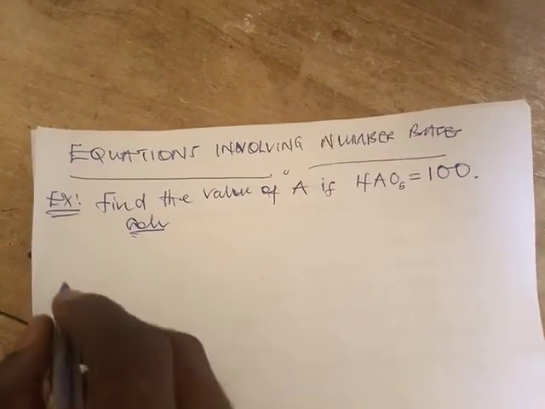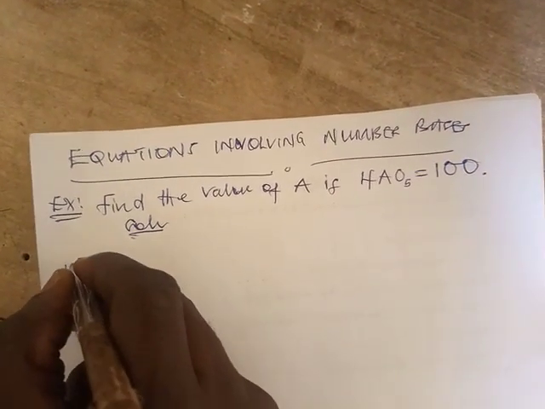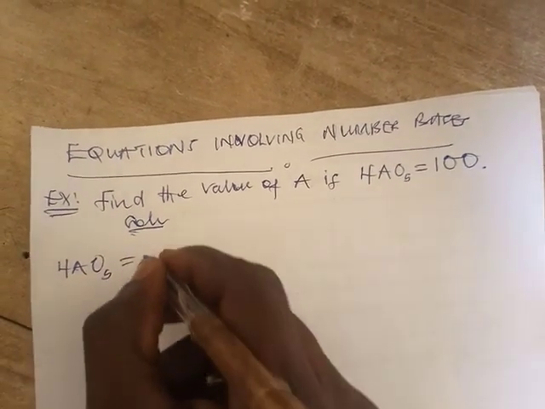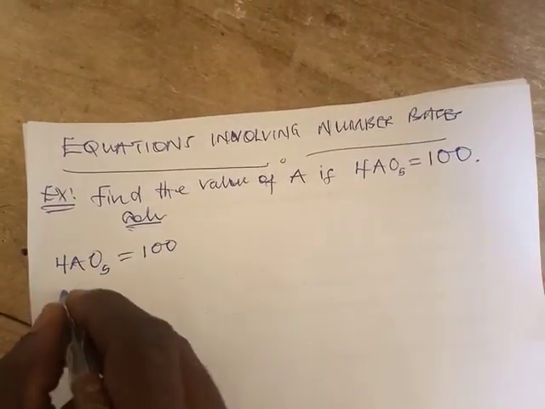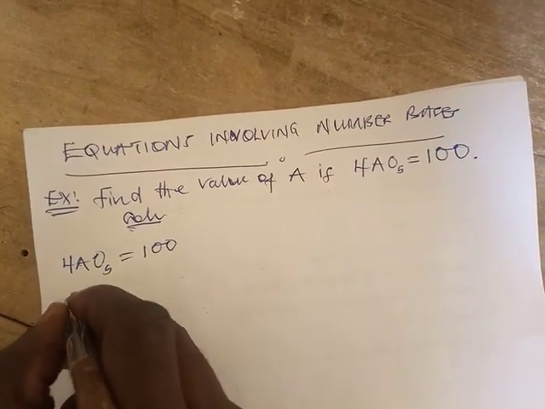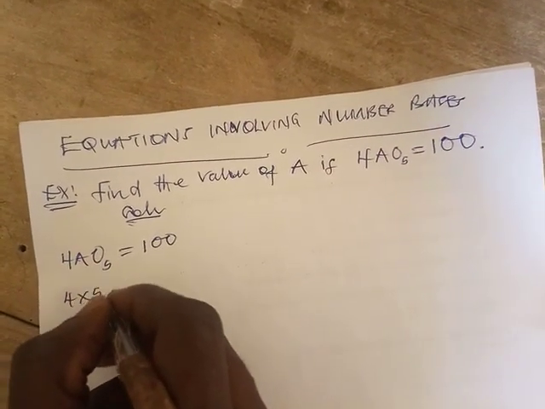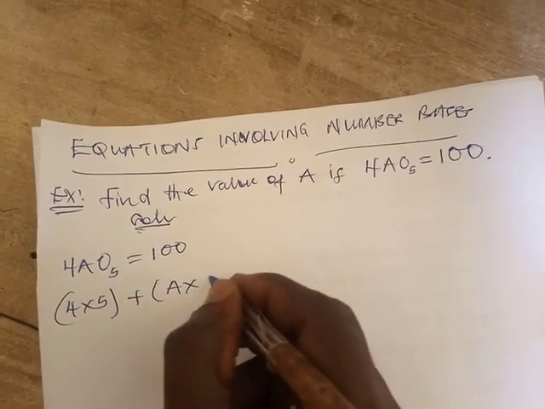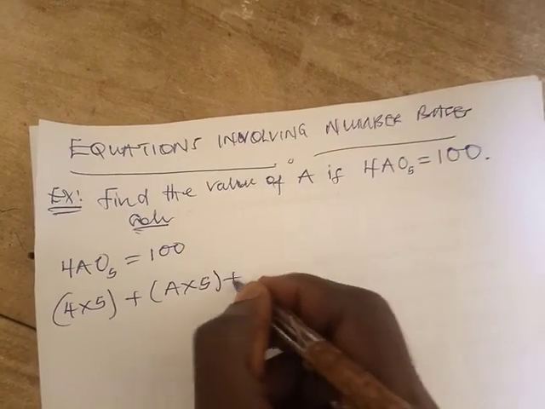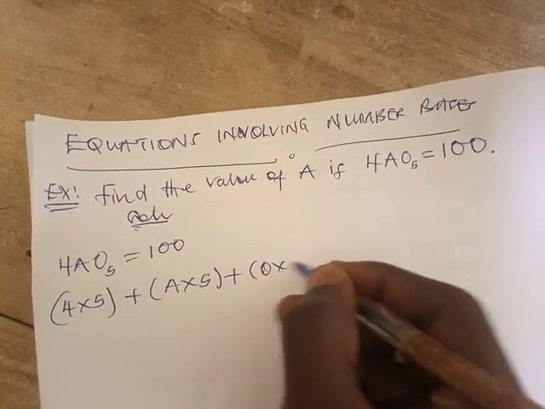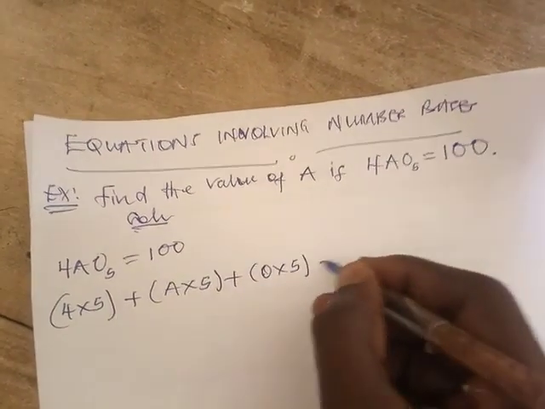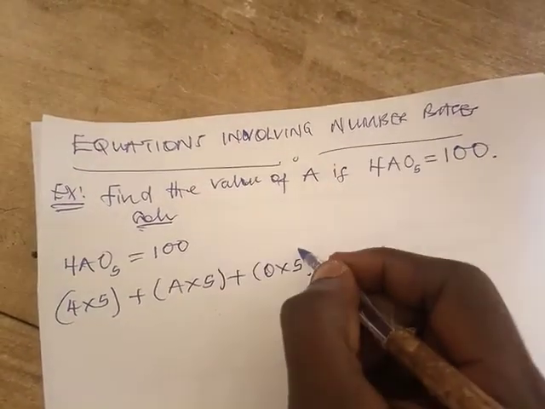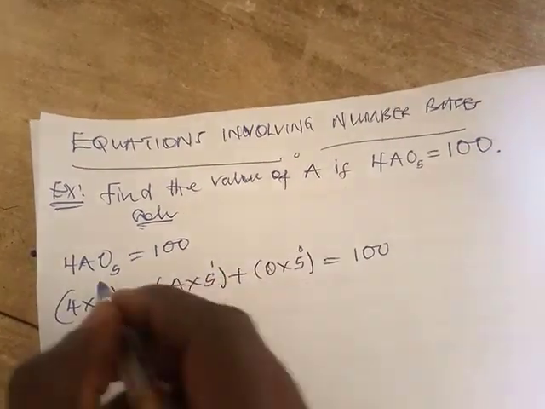So let's go. We have 4a0 base 5 is equal to 100. So we are going to change the whole of this to base 10. So we have 4 times 5, plus a times 5, plus 0 times 5 is equal to 100. The 100 is already in base 10, so we leave it like that. So the exponents are 0, 1, and 2.